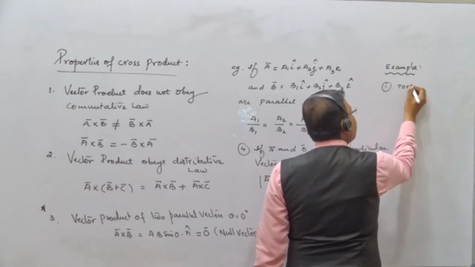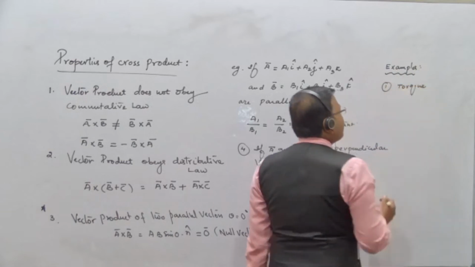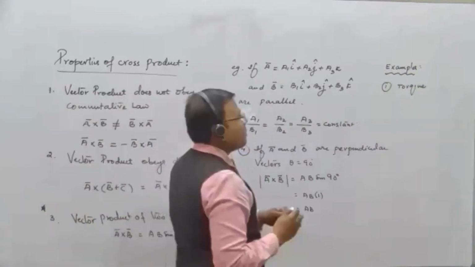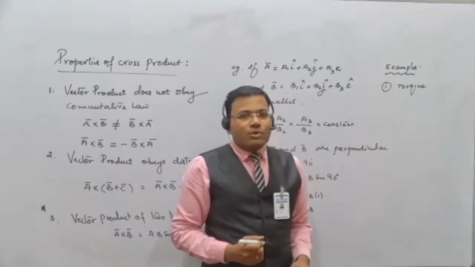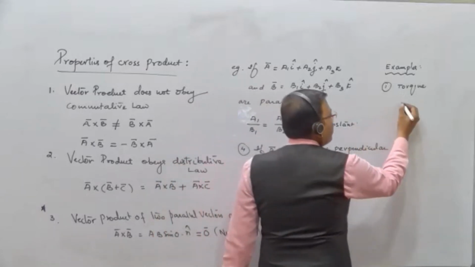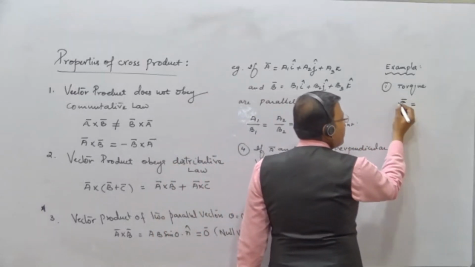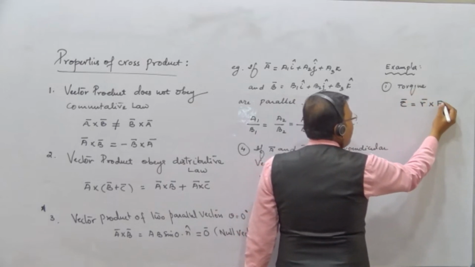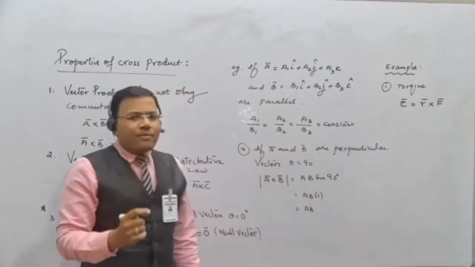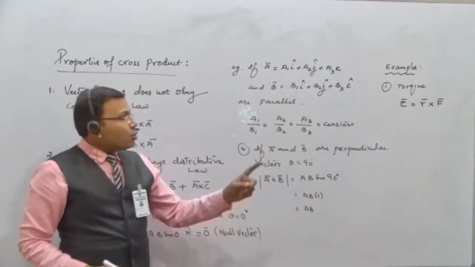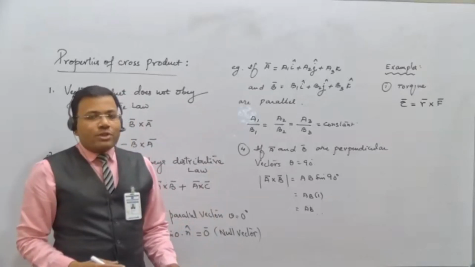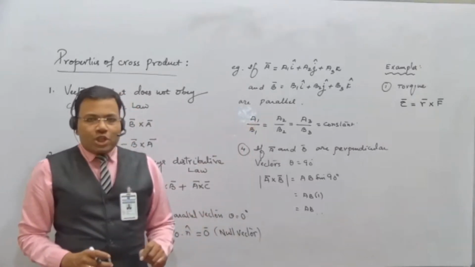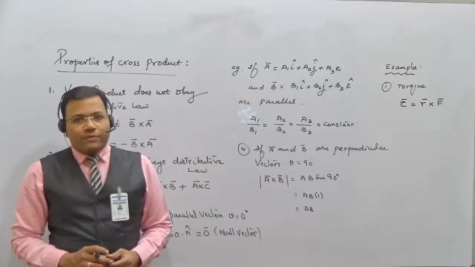First example is, students, torque. What do you mean by torque? Torque is the turning effect of force. Tau is the symbol for torque, and this can be calculated by the cross product using the formula R cross F. Every example is very important. So torque is the turning effect of force, and this can be calculated by the cross product of R, the position vector, and F, the force vector.